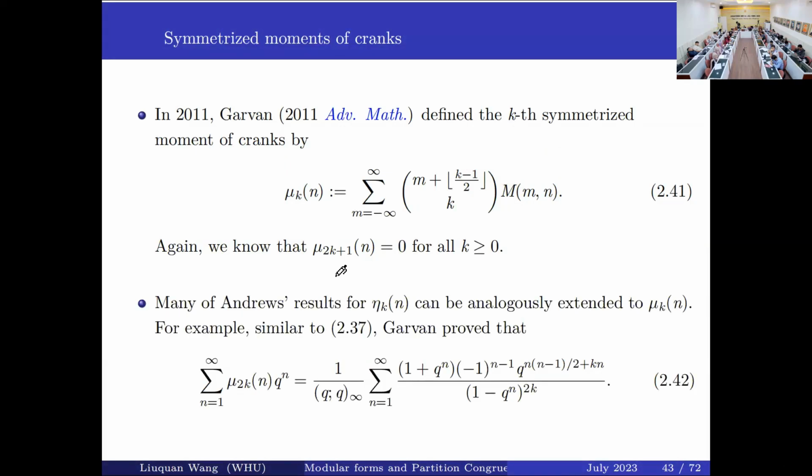And many of Andrews' results for η_k(n) can be analogously extended to μ_k(n). For example, Garvan found the generating function for μ_k(n). This formula is very similar to the previous formula for η_2k(n).